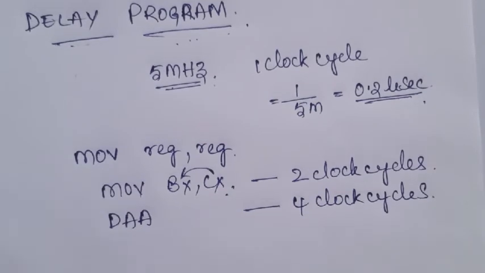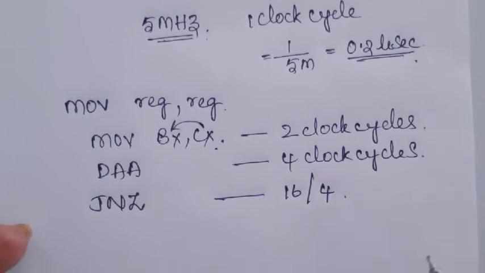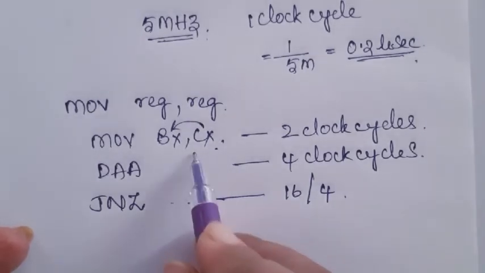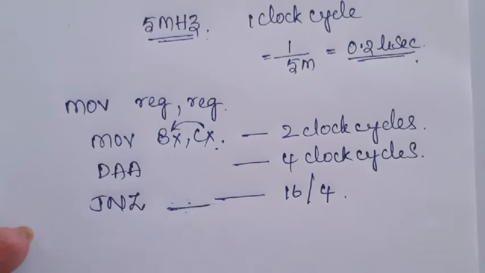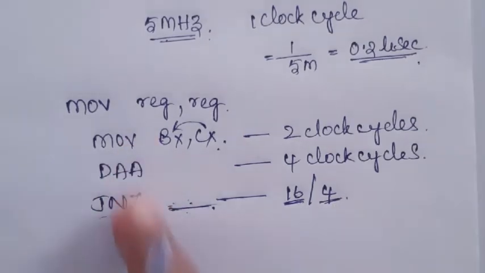You can see the table and find out for that particular instruction how many clock cycles the processor will take. So jump on no zero, a branch instruction, is given as 16 or 4. What it means is, if the branch is taken to the specified displacement label, then it takes 16 clock cycles. If the condition is not satisfied and it comes out of the loop, in that case it will take only 4 clock cycles. So this is how the clock cycles are given for each instruction.